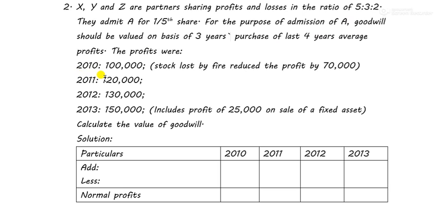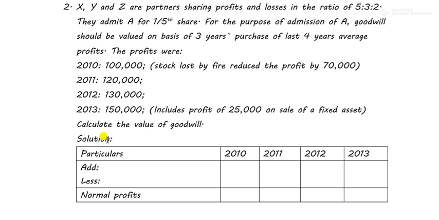In 2010 they earned a profit of 1 lakh, but they have given information that stock lost by fire reduced the profit by 70,000. Stock lost by fire, what is it? Abnormal loss or abnormal gain? Obviously it is an abnormal loss. So we'll add it back to the profit. Now 2011 120, 2012 130, 2013 150, which also includes a profit of 25,000 on sale of fixed asset. This is an example of abnormal gain, not loss, so this is to be reduced from the profit.